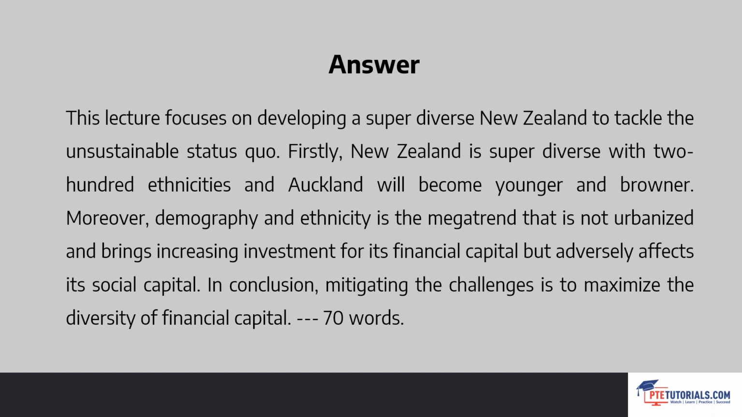So I have just compressed it to: moreover, demography and ethnicity is the mega trend that is not urbanized and brings increasing investment for its financial capital, but adversely affects its social capital, which was clearly in the audio. In conclusion, mitigating the challenges is to maximize the diversity of financial capital. This will be your answer. Okay, and this is of 70 words.